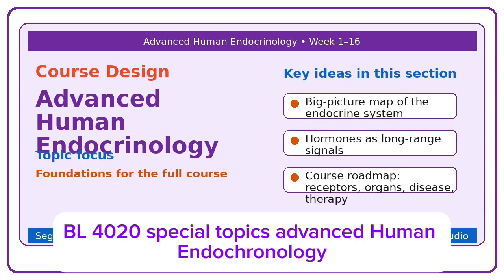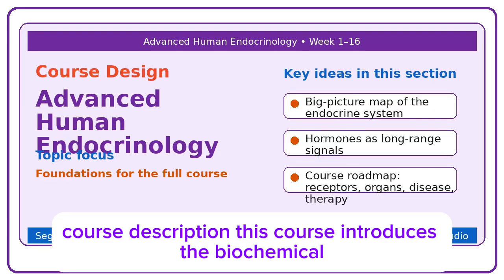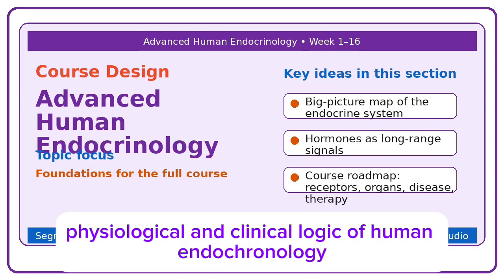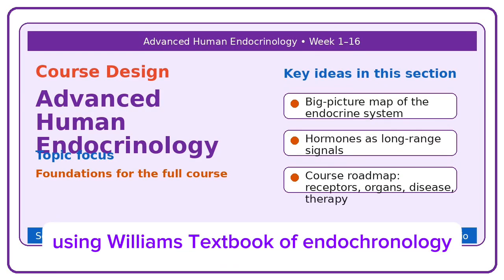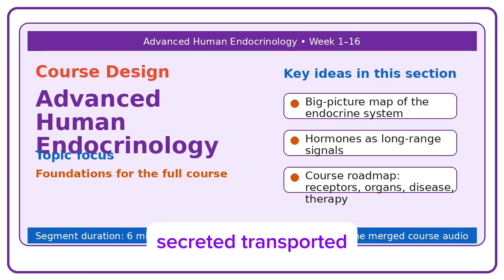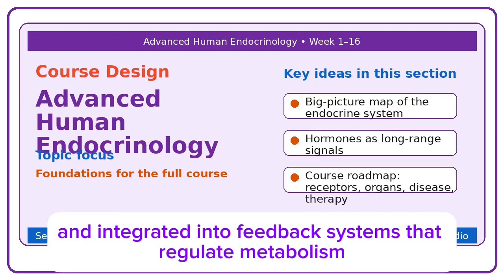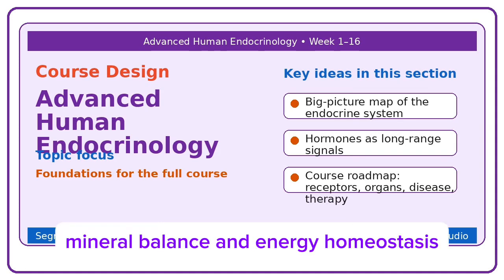BL 4020 Special Topics, Advanced Human Endocrinology Course Syllabus, based on Williams' Textbook of Endocrinology. Course description: This course introduces the biochemical, physiological, and clinical logic of human endocrinology. Using Williams' Textbook of Endocrinology as the main reference backbone, the course examines how hormones are synthesized, secreted, transported, recognized by receptors, and integrated into feedback systems that regulate metabolism, growth, reproduction, mineral balance, and energy homeostasis.